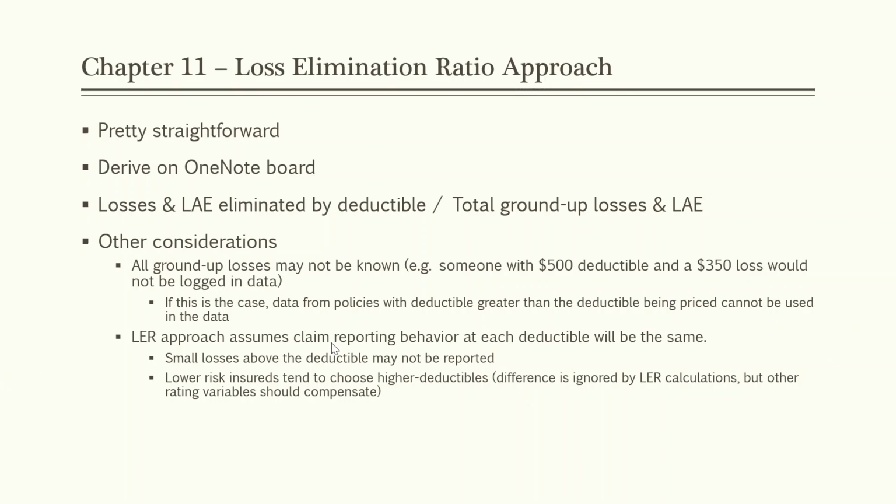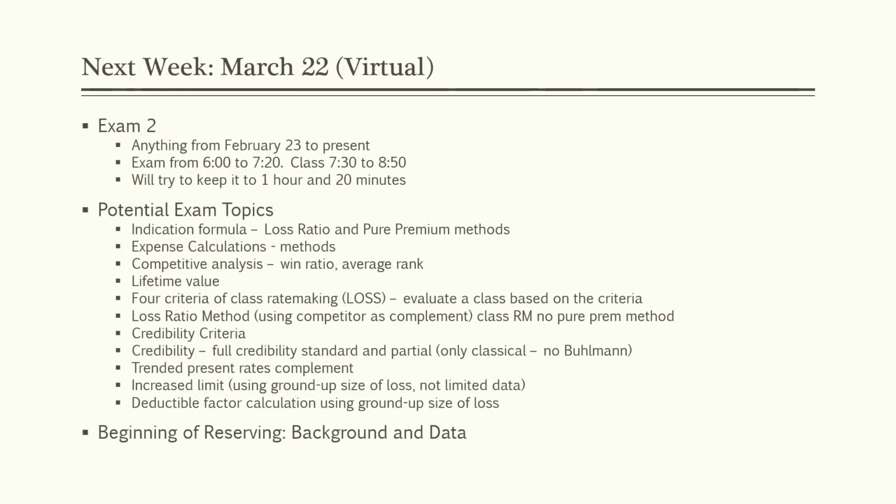And also, low-risk insureds may choose higher deductibles too. Sometimes that difference is ignored, but oftentimes it will flow through into other rating variables. So if there are certain types of age or house amount, that could just flow into the pricing for that class. That's where multivariate pricing helps.